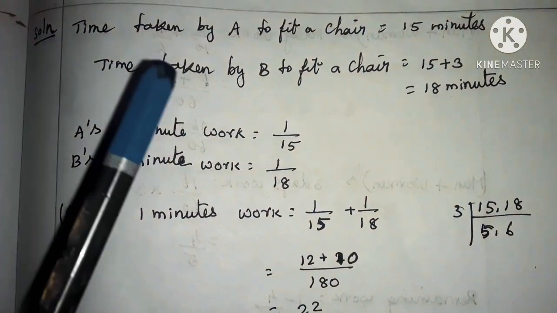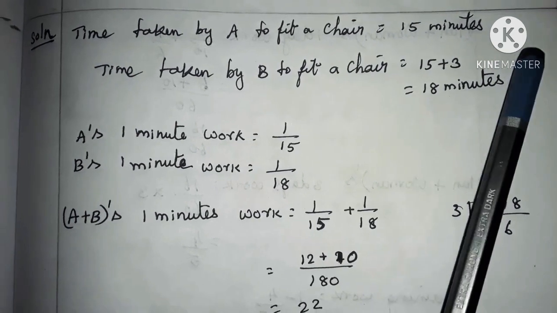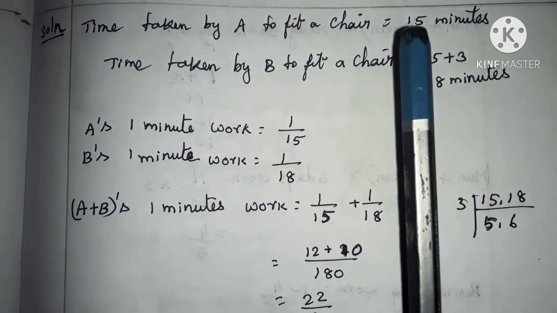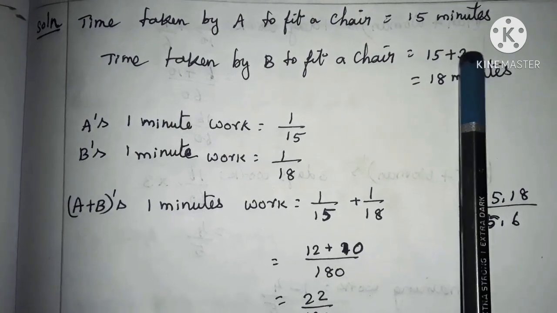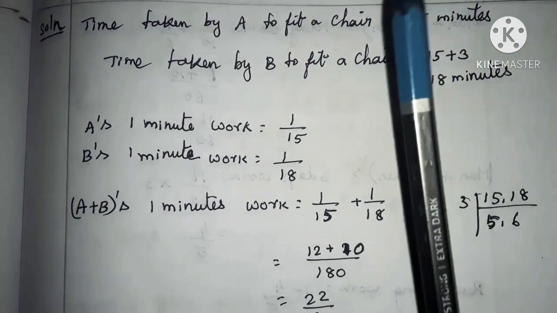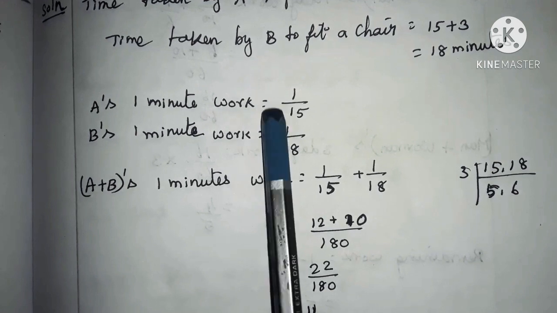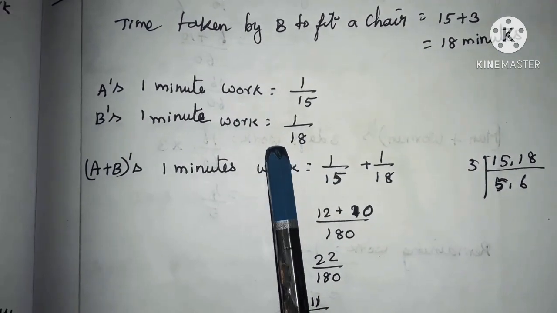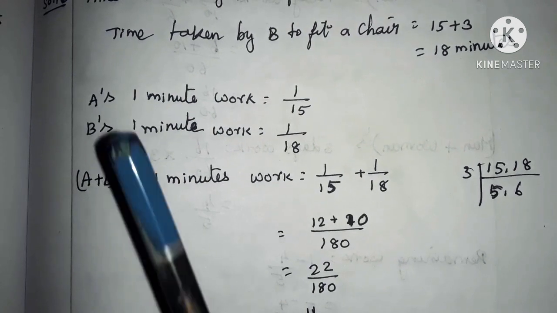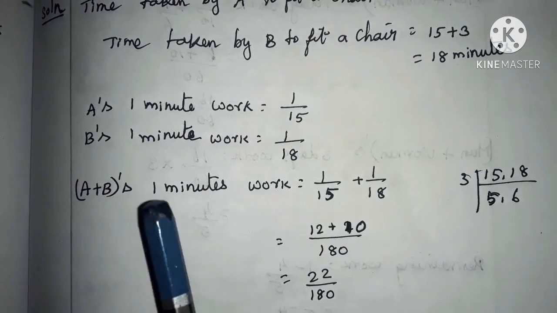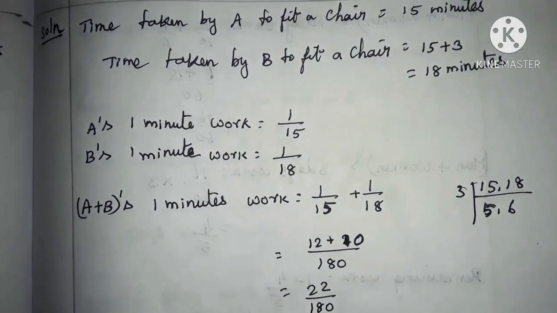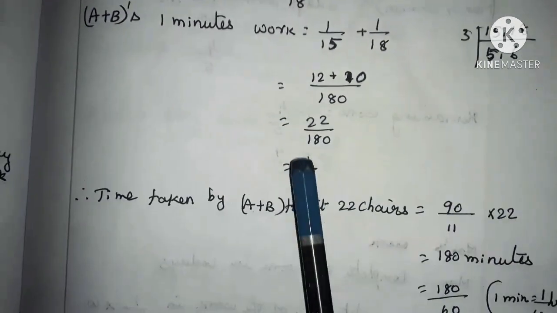Time taken by A to fit a chair is given as 15 minutes and time taken by B to fit a chair is 3 minutes more than A. That is 15 plus 3, we get 18 minutes. Therefore, A's 1 minute work is equal to 1 by 15 and B's 1 minute work is equal to 1 by 18. When they work together, A plus B's 1 minute work is equal to 1 by 15 plus 1 by 18. Take the LCM and add it, we get the answer as 11 by 90.